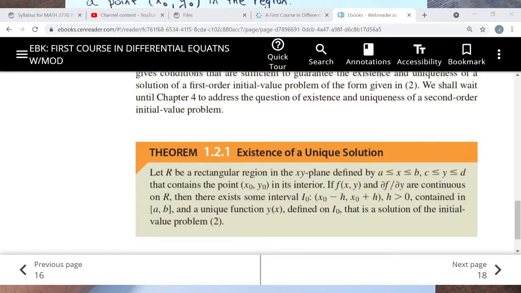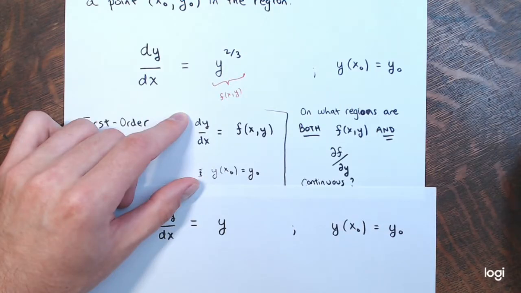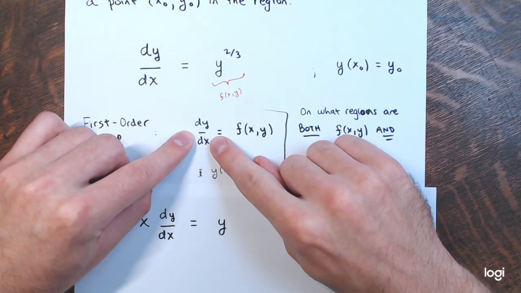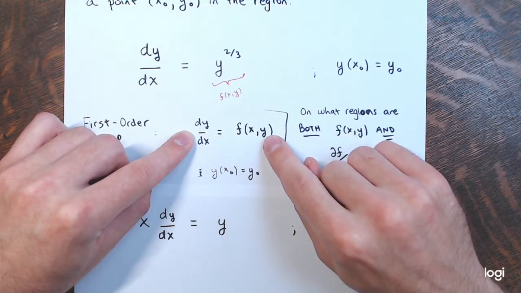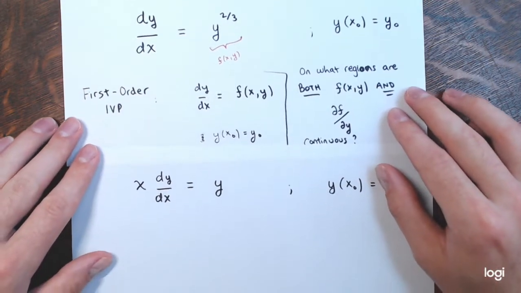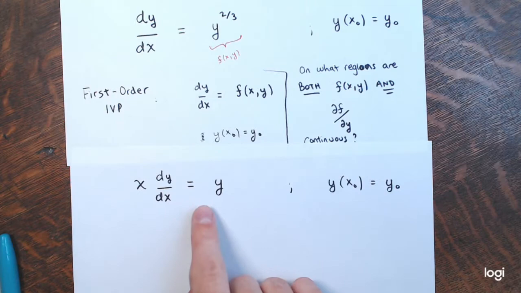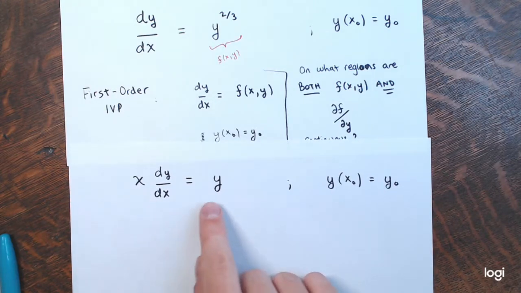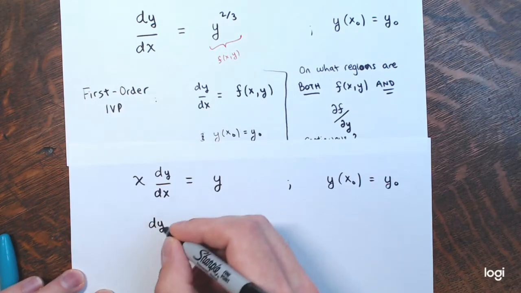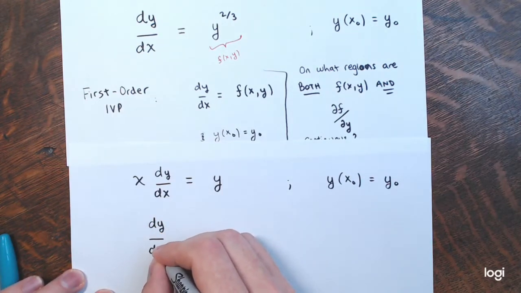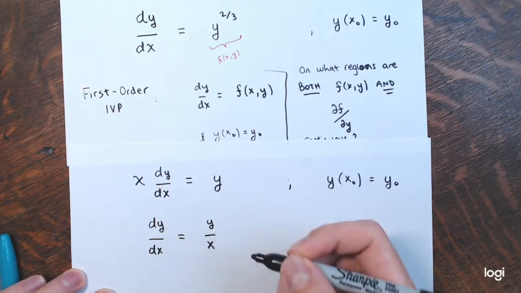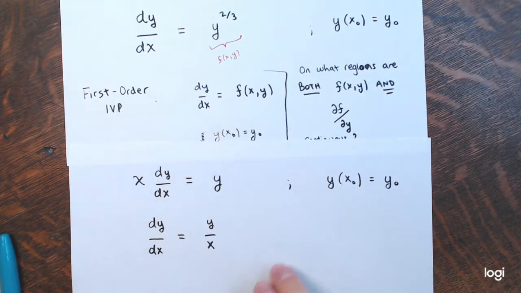the equation has to look like this, where the y prime, dy dx, is alone, solved for, and then the other side is f of xy. So this equation right now doesn't look like that. I would need to divide by x on both sides. So dividing by x, we have dy dx equal to y divided by x. Now it looks like this, and then some initial condition again.